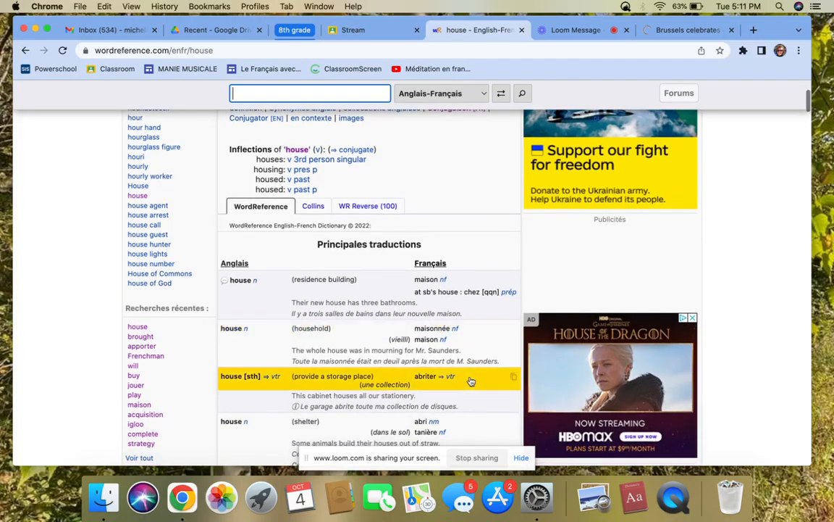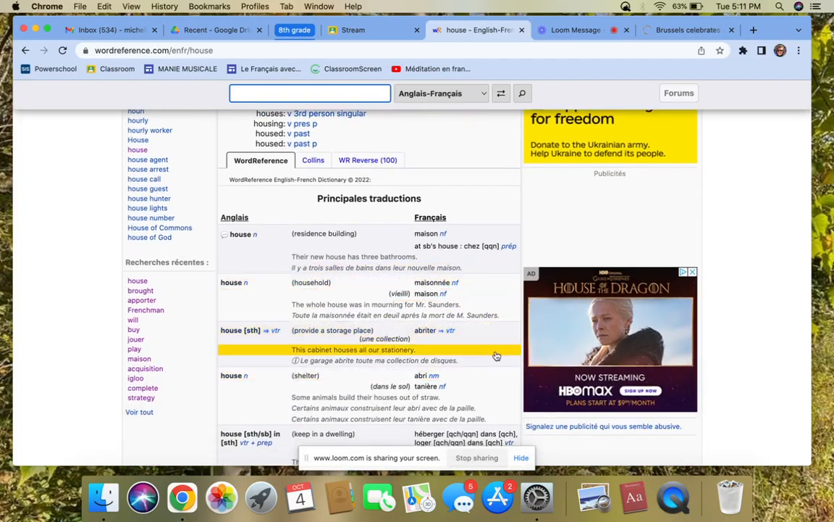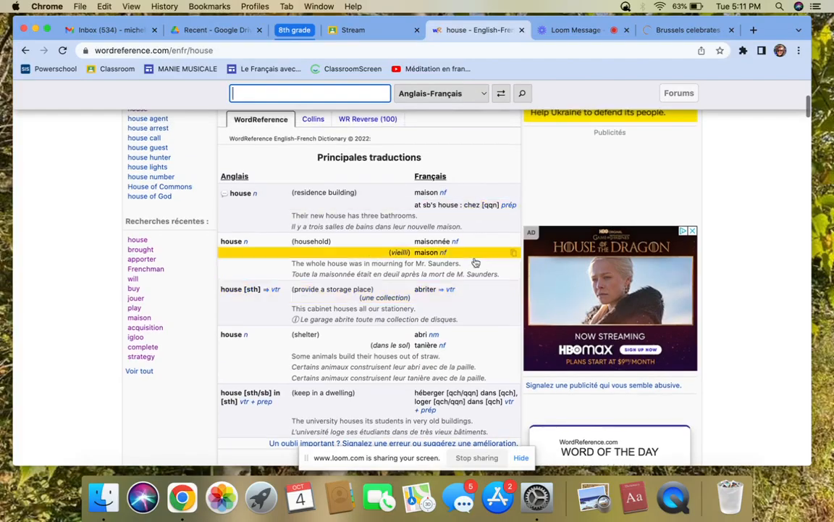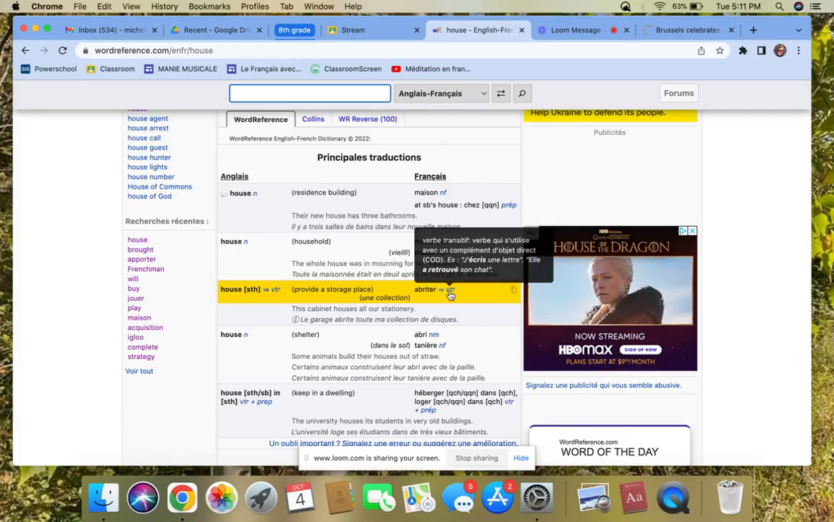You have to be careful because there are lots of different definitions of house or different words that might be used in a different context. So for example, just right down here, abriter, if I look at that, it says VTR, means transitive verb, which don't worry about the transitive part, but it's a verb and you'll notice it ends in ER, which a lot of verbs do. So this is not a house that you live in. This is to house someone, to provide a storage space. So you need to be really careful to make sure you have the correct word.